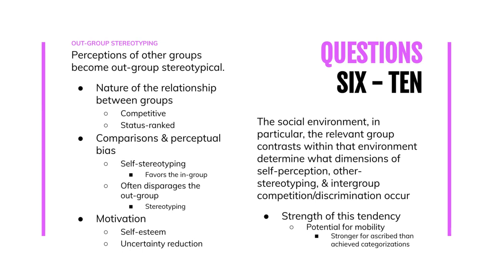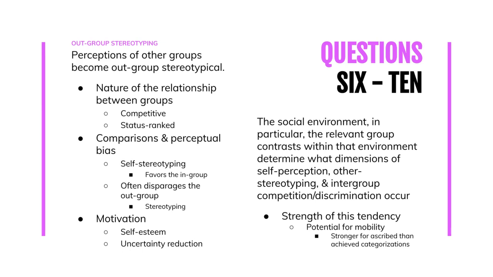And so, some of the main concepts and terms you could have integrated into your discussion of these questions are really focusing in on outgroup stereotyping. Perceptions of other groups become outgroup stereotypical, and again, that's based on the nature of these relationships, whether or not they're competitive or status-ranked or so on. Maybe you're even working together towards a common goal. And for comparisons and perceptual bias, you could have focused on self-stereotyping and how that favors the in-group, or ways in which it disparages the out-group.